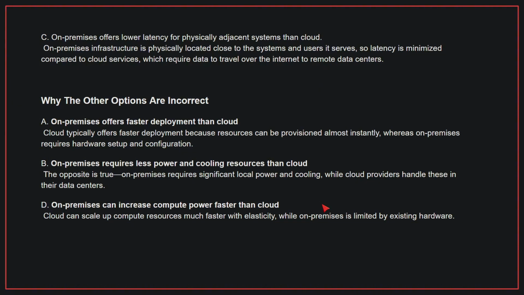Why the other options are incorrect? A. On-premises offers faster deployment than cloud. Cloud typically offers faster deployment because resources can be provisioned almost instantly, whereas on-premises requires hardware setup and configuration. B. On-premises requires less power and cooling resources than cloud. The opposite is true. On-premises requires significant local power and cooling, while cloud providers handle these in their data centers. D. On-premises can increase power faster than cloud. Cloud can scale up compute resources much faster with elasticity, while on-premises is limited by existing hardware. Therefore, the correct answer is C.